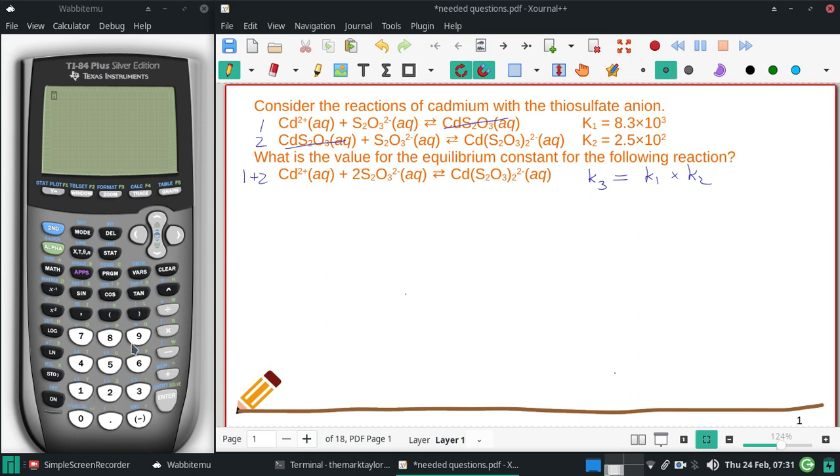Let's see, what do we get if we do that? 8.3 times 10 to the third times 2.5 times 10 to the second. And we get, let's see, 2.1, because of significant figures, times 10 to the sixth.